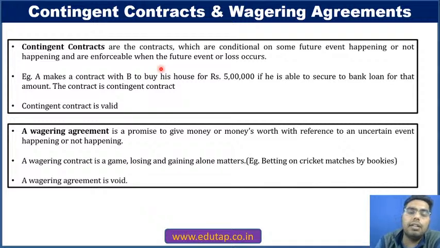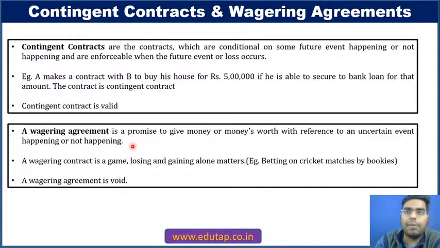For example, A makes a contract with B to buy his house for rupees 5 lakh if B is able to secure a bank loan for that amount. I am saying to another person that I will be buying your house for rupees 5 lakh if you can avail a loan for me for rupees 5 lakh. Now it depends upon the condition of whether B will be getting the loan or not. So this is a contingent contract. There is no absolute surety.